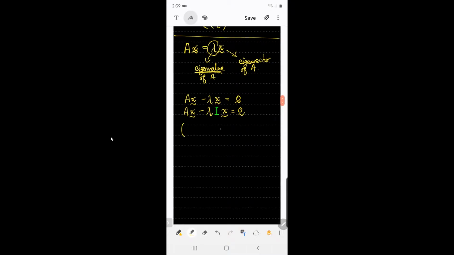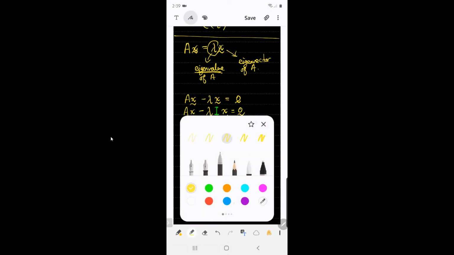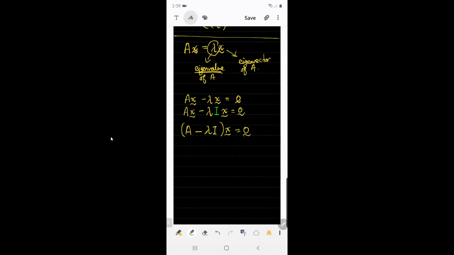You have to make sure that the x is at the back. Then you have A minus lambda I. You see, A is a matrix, so you cannot say A minus lambda. This is a matrix and this is a real number. You will never have a matrix minus a real number. So you have to introduce the I, so that you have the subtraction of matrices. So you have A minus lambda I times x is equal to the 0 vector.